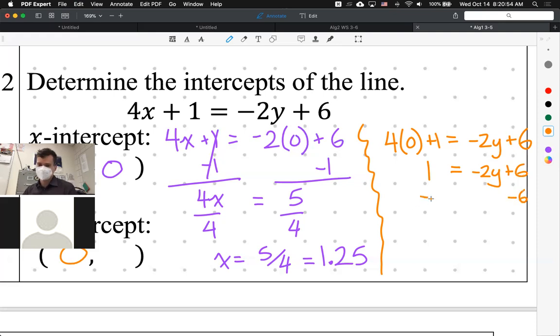There it is. And what do I have for our new equation then? What's 1 minus 6? Close. Negative 5, yeah. Equal to negative 2y. And then what's the last step, Braden?